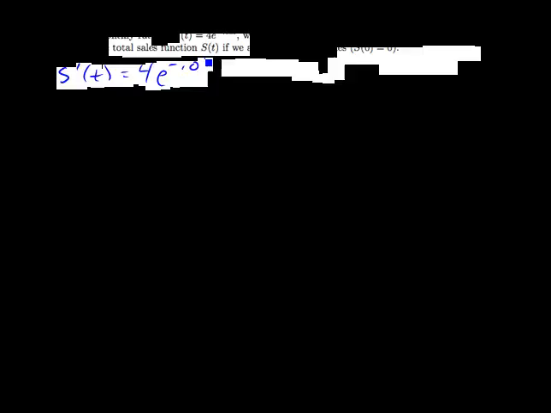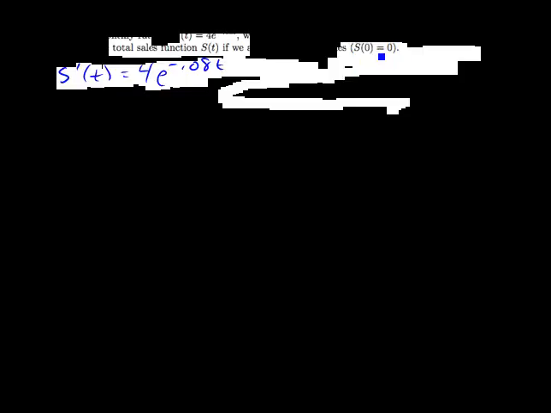In this problem, we're told that the marketing research department estimated the sales in millions of dollars to be increasing according to the formula S prime of t equals 4 e to the minus 0.08 t, where t is the number of months after the introduction of a new car, and the total sales function is S of t. They said assume that there would be no sales. I guess that's a safe assumption at time 0.